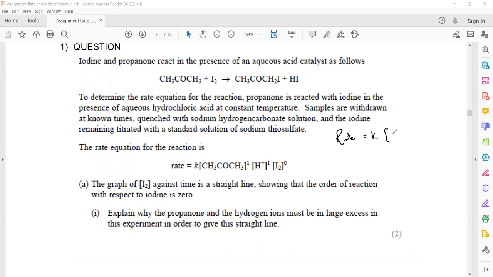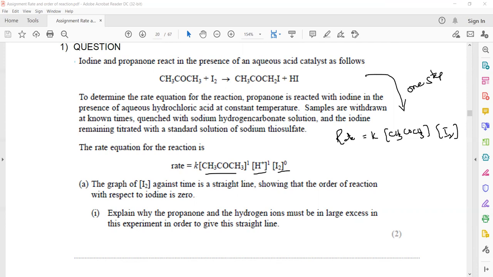Rate is equal to k times the concentration of propanol and the concentration of iodine. This should be the equation if it was a one step reaction. But as you can see, the rate equation does not have the original reactants, so this confirms that it is not a one step reaction, it is a multiple step reaction.